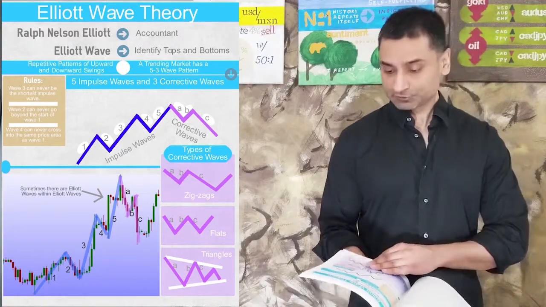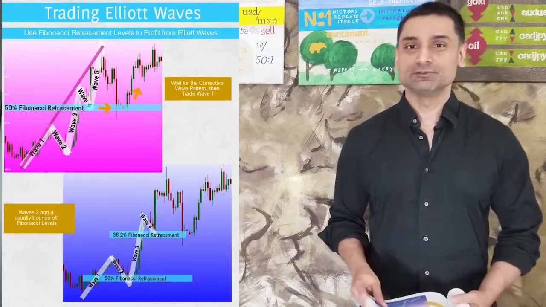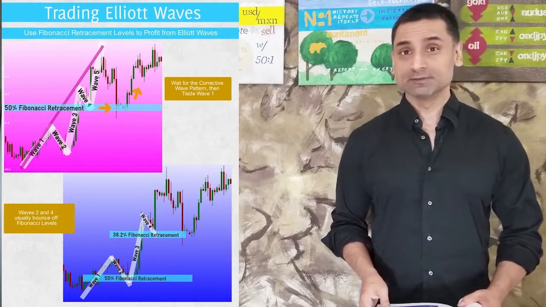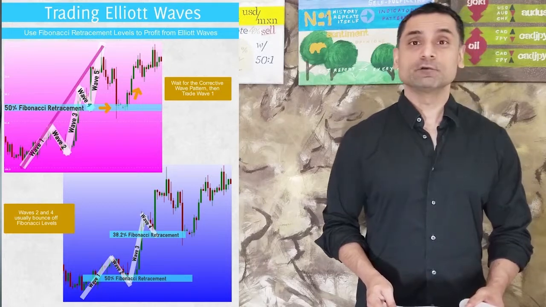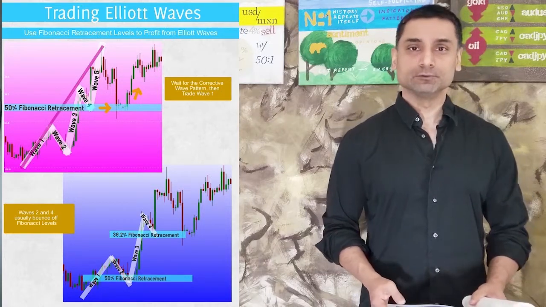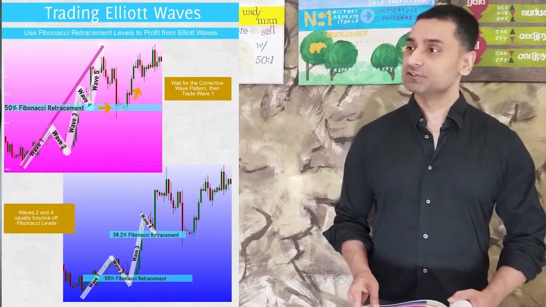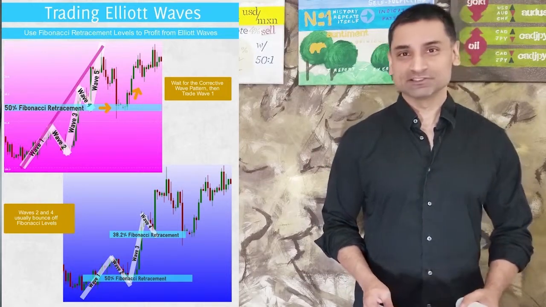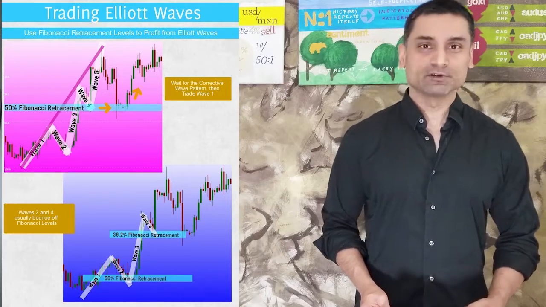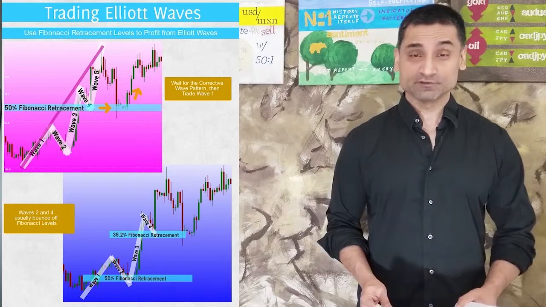Some other pointers to keep in mind is that wave 2 usually retraces 50% into wave 1, and wave 3 moves 161% of wave 1. Wave 4 usually retraces 38 to 50% of wave 3, and wave 5 is usually the same length as wave 1. If you haven't noticed yet, these are Fibonacci numbers that we are using, and you are familiar with them already from my previous lecture.